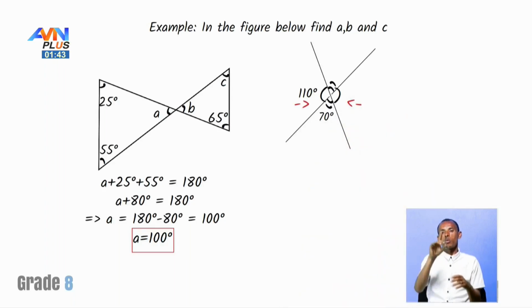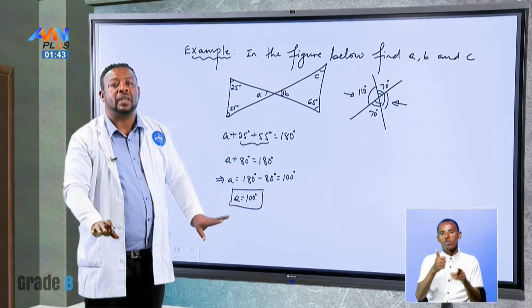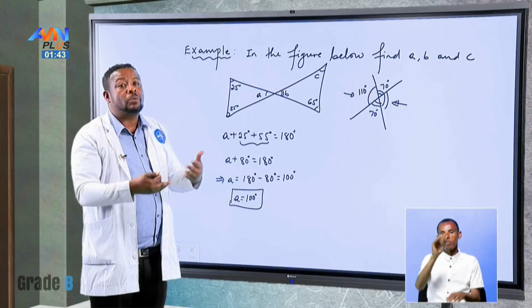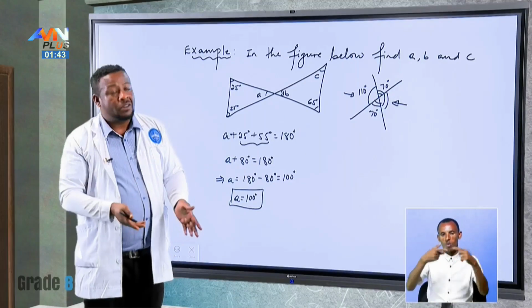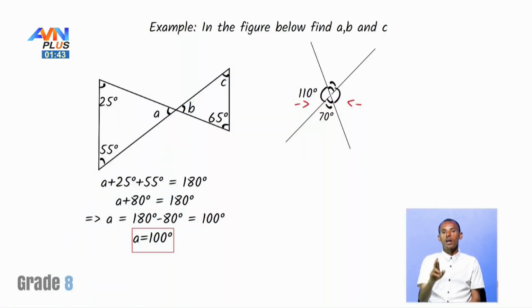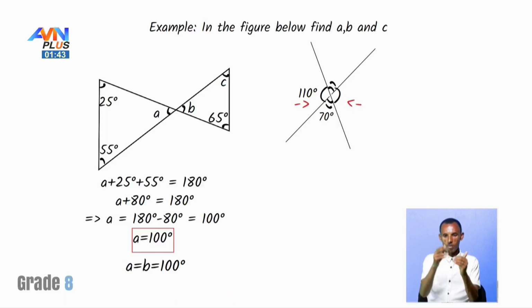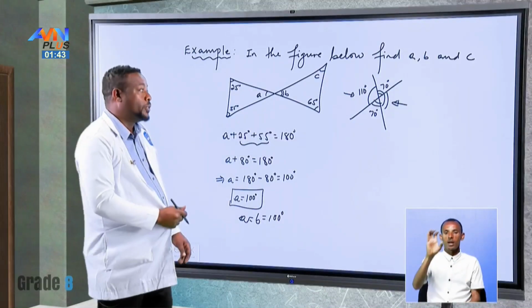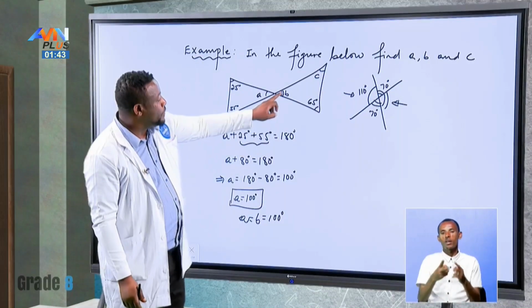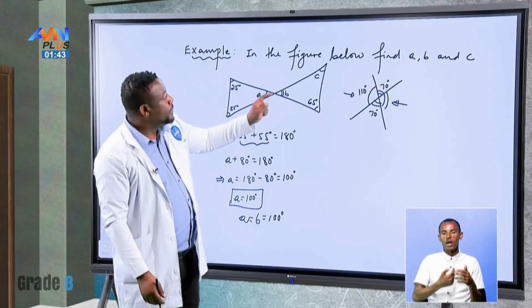So from the figure, we don't calculate anything for B. We apply the concept of vertically opposite angles. Angle A and B are the same. They are vertically opposite angles. Now we have B, we have A, what is left?